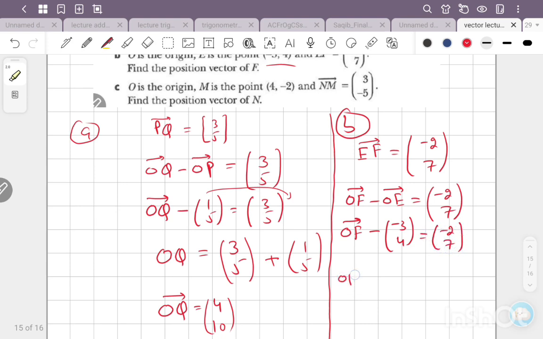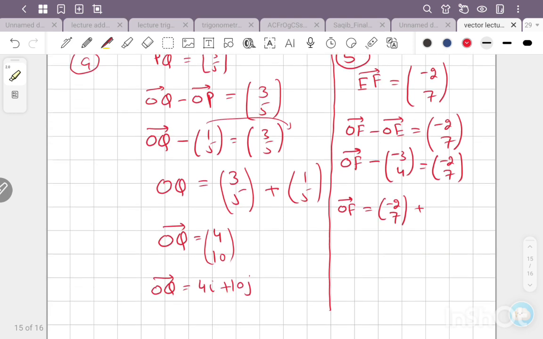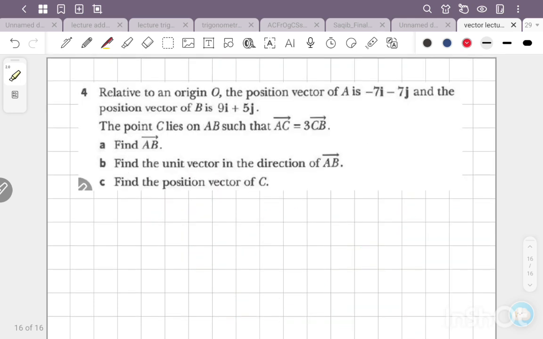Now further we have to write OF equal to minus 2, 7 plus minus 3 and 4. Here plus, because on the other side it will be positive. For OF, we get the answer: minus 2 minus 3 will be minus 5, and 7 and 4 will be 11. So we get the answer minus 5i plus 11j. Okay.